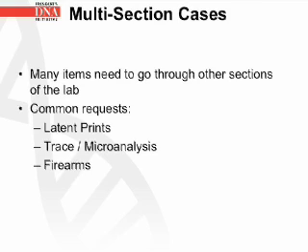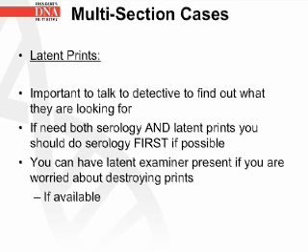Many items need to go through other sections of the lab. Common requests are latent prints, trace and microanalysis, or firearms. For latent prints, it is important to talk to the detective to find out what they are looking for. If you need both serology and latent prints, you should do serology first if possible. You can have the latent examiner present if you are worried about destroying prints, if they are available.